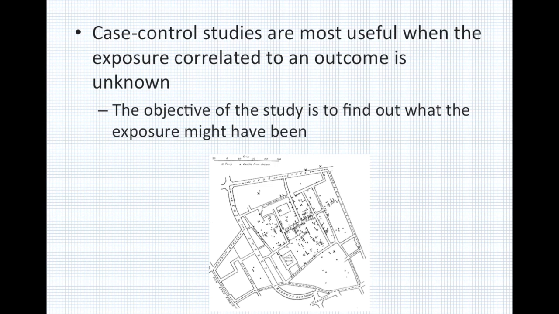Case control studies are most useful when the exposure correlated to an outcome is known. The objective of this study is to find out what the exposure may have been, so to trace backwards. And I bring us back to John Snow's cholera map because his work with cholera during the epidemic in London in the summer of 1854 was a great example of a case control study. He identified an outcome, which was cholera, and traced it back to an exposure.